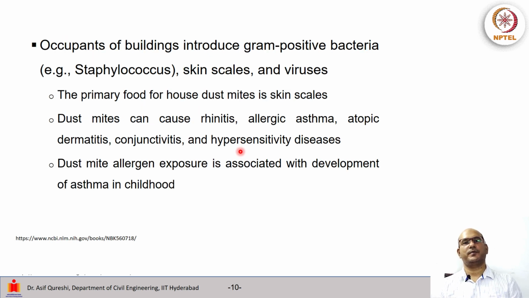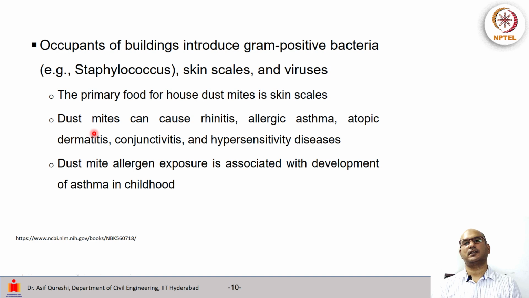Now, occupants of buildings introduce gram-positive bacteria such as Staphylococcus, skin scales and viruses. Now, these skin scales are sort of a food source for the house dust mites. So, it is easy to find house dust mites where there are people if the house is not super clean, because if humans are there, skin scales will be there, and the house dust might have the food.